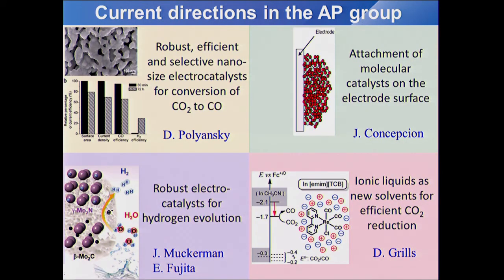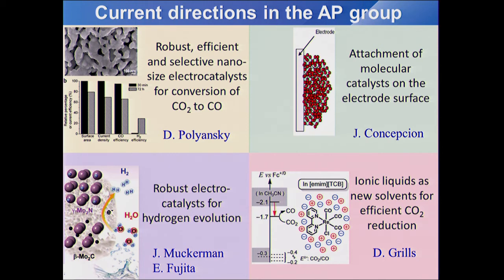So these are a few highlights of the work being done in our group by different staff members. We're looking at some solid-state catalysts which are more robust for reducing carbon dioxide to, for example, carbon monoxide. We have several efforts led by Jim and Etsuko in our group, where they look at designing new robust catalysts for hydrogen production.